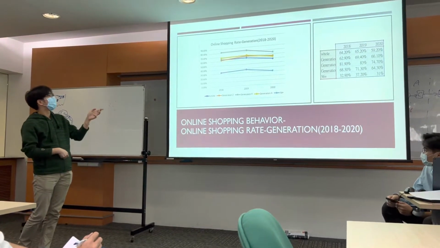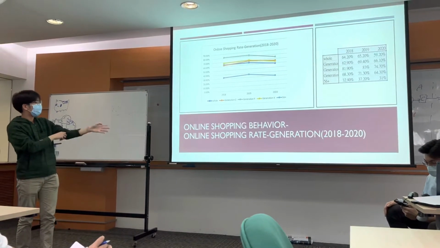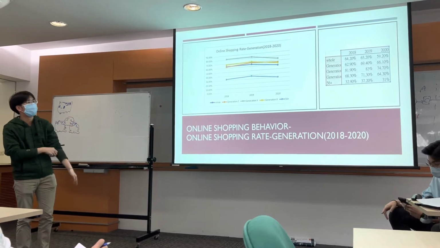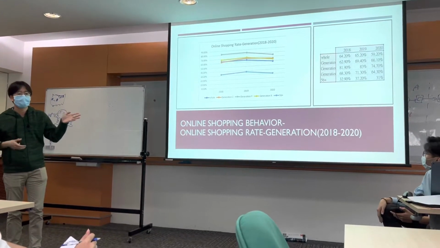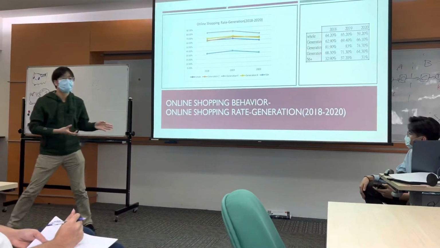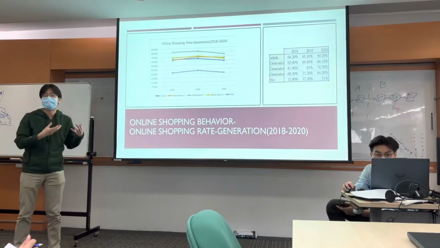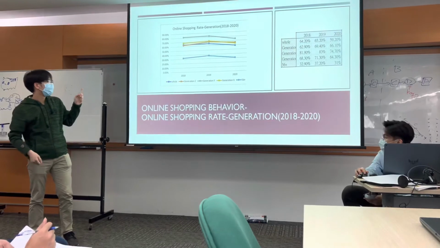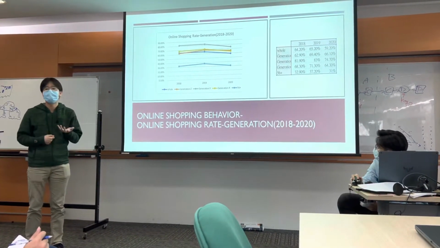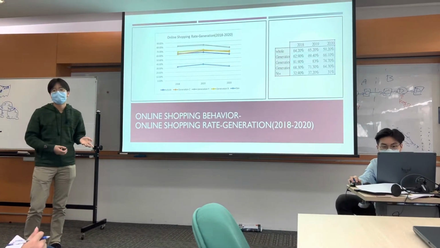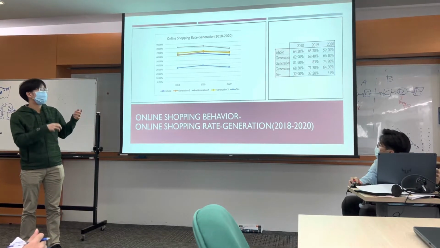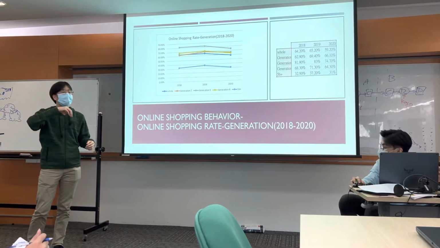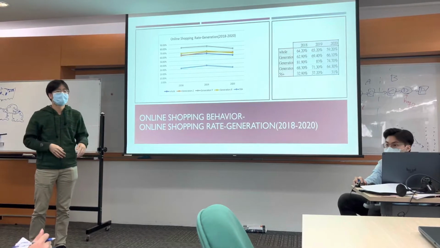But it's obvious that Generation Y has the highest rate, and that's as expected because Generation Y has the financial ability to buy more. Generation Z, because we can't afford that much, doesn't have the highest rate. But we got the second because as the age grows, the online shopping rate should go down.